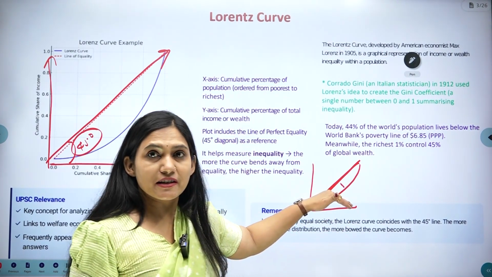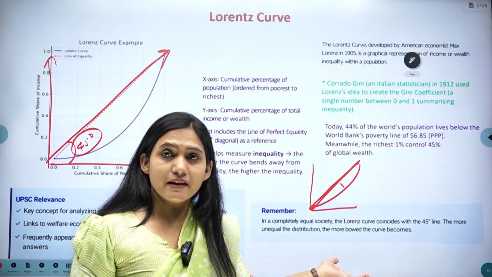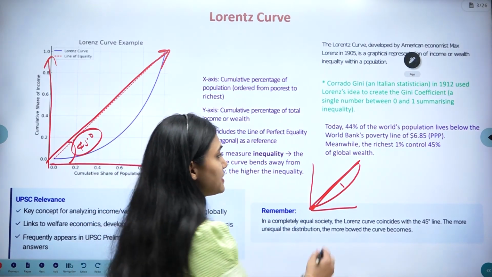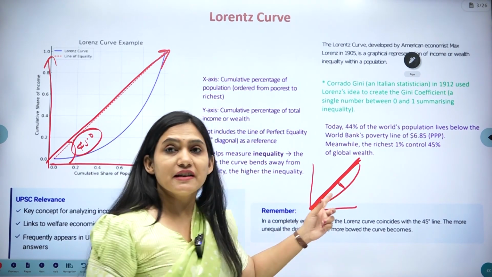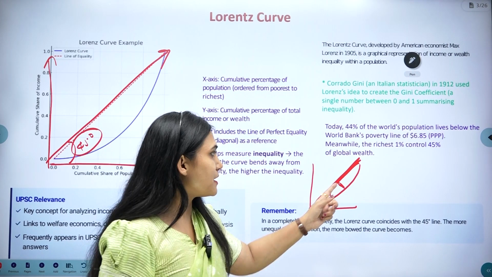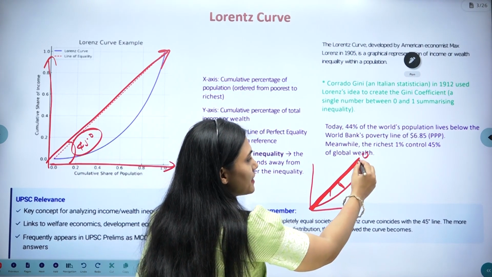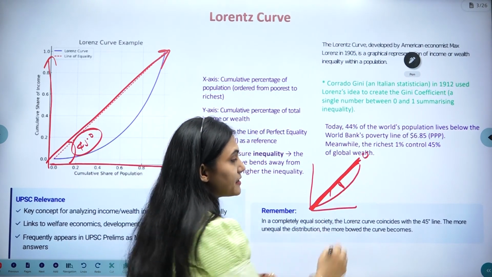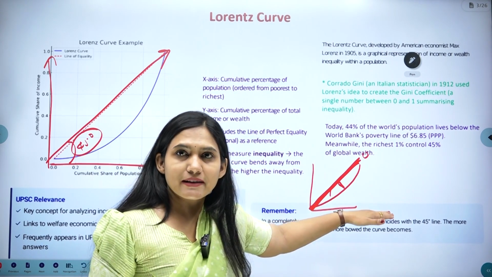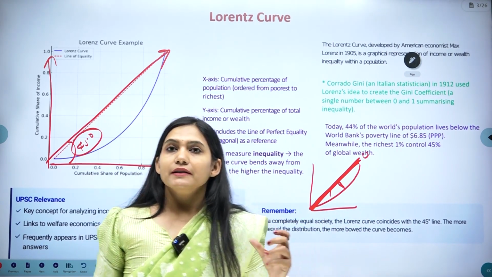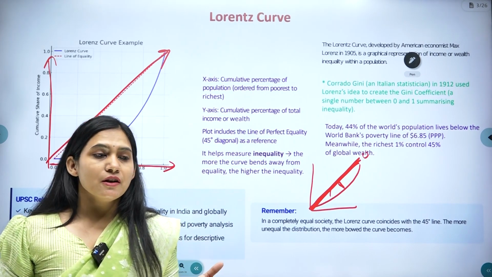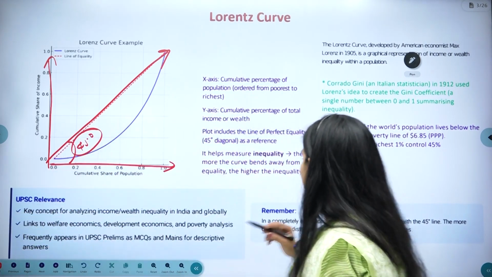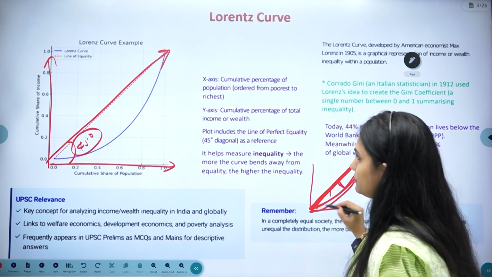and as this distance increases, the income inequality increases. Means as this distance from this diagonal is increasing, this line of equality, it was called line of equality. As it is increasing and bowing down towards x-axis, it means what? The income inequality is increasing. So most of the countries has this type of pattern.